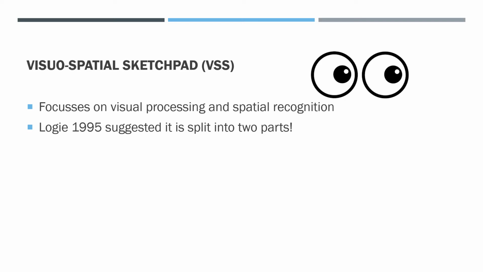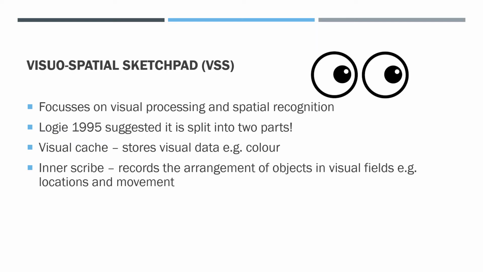Then we've got the VISUO-SPATIAL SKETCHPAD, and it focuses on visual processing and spatial recognition. Now, Logie in 1995 suggested that it is split into 2 separate parts. Again, not so much information with this one, only a couple of words for each one, a little bit more straightforward. So you have your visual cache, which stores visual data like colours, and then you have your inner scribe, which records the arrangement of objects in visual fields, like locations of things and movement of things.